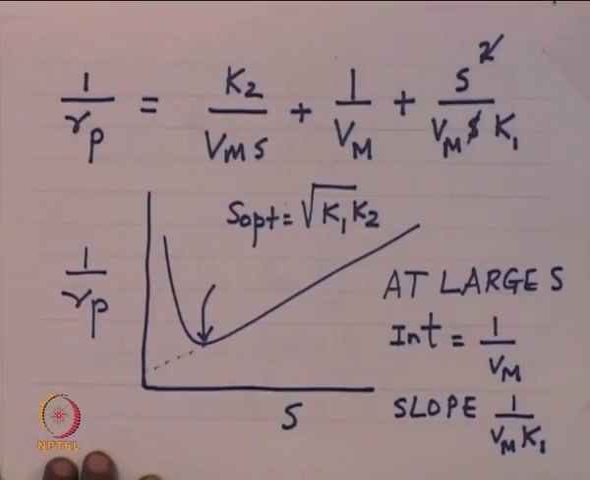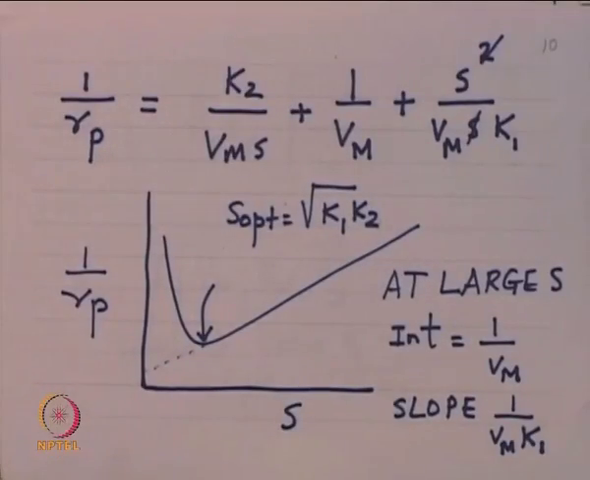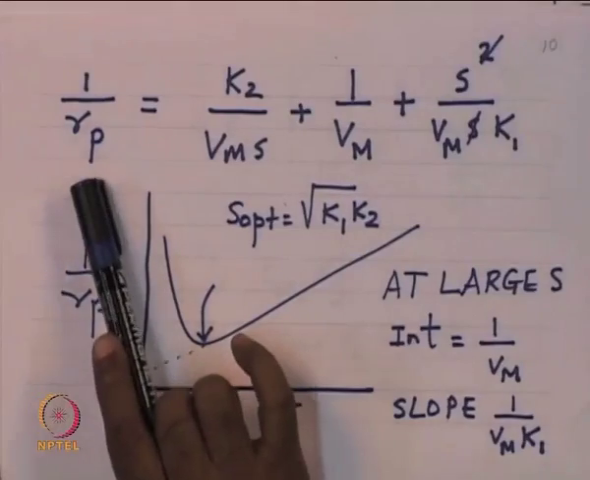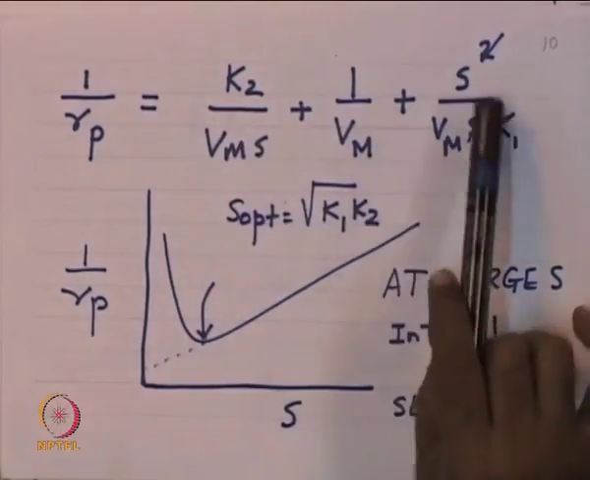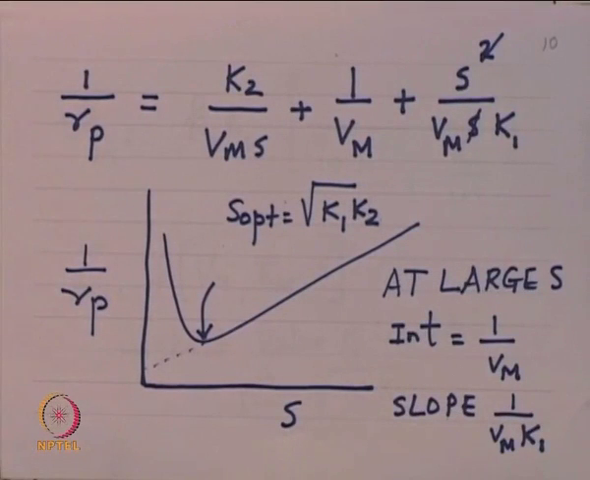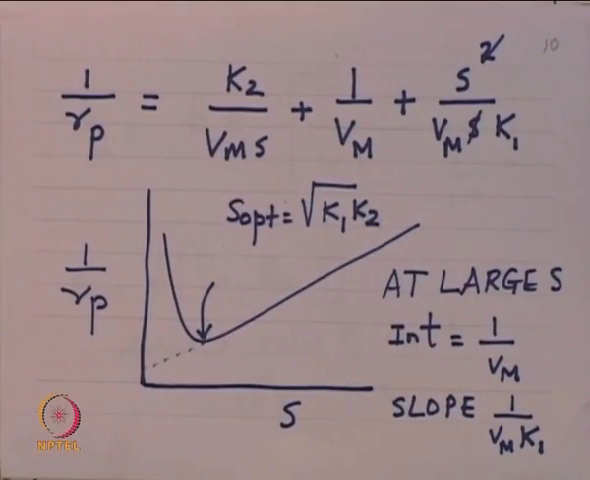K2 by Vms plus 1 by Vms plus S squared by K1 Vms, this is fine. So, you do a linearization, so 1 by Rp becomes K2 by Vm S plus 1 by Vm plus S squared by K1 Vm. Now, notice here when S is very large, of course, we do not know how large is large, only experiment will tell us. At large S, the first term becomes unimportant.